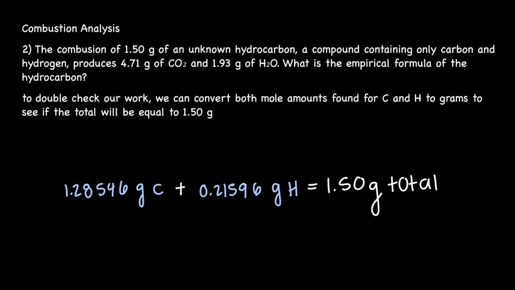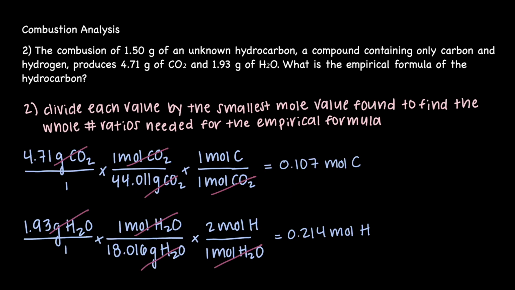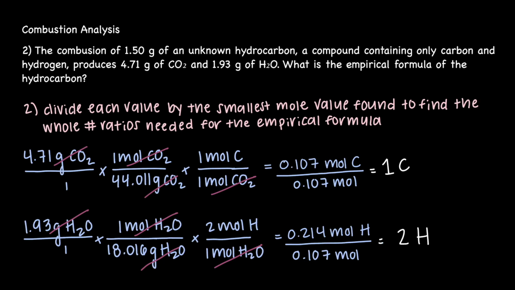This confirms we are solving the question correctly, and we can continue to the next step to find the empirical formula. Next, we divide each value by the lowest amount of moles found. The lowest mole amount will come from moles of carbon, so we will divide each value by moles of carbon. After dividing, we get 1 carbon and 2 hydrogens. The empirical formula will be CH2.